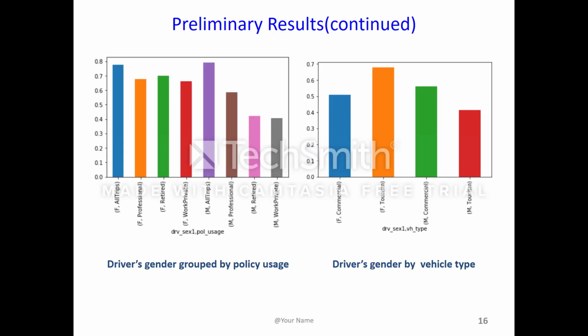These plots represent driver gender grouped by policy usage and driver gender grouped by vehicle type. As we can see from the first graph, females and males who use their cars on all trips were the ones most likely to submit a claim in 2013. From the second graph, we can see that females who used their cars for non-commercial purposes were more likely to submit a claim than females who used their cars for commercial purposes. On the opposite, males who used their cars for commercial purposes were more likely to submit a claim than those who used their car for tourism purposes.